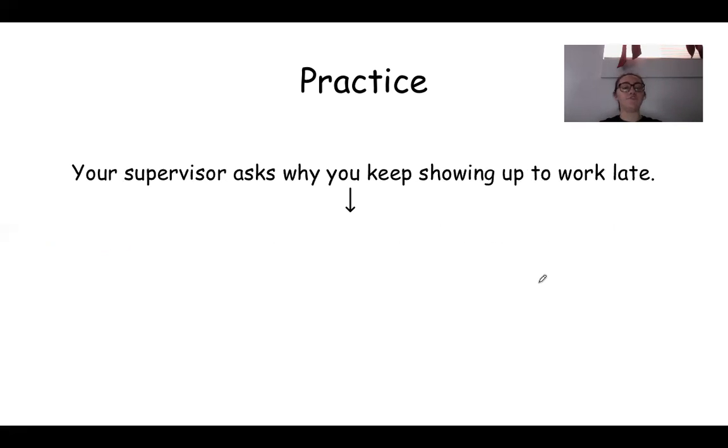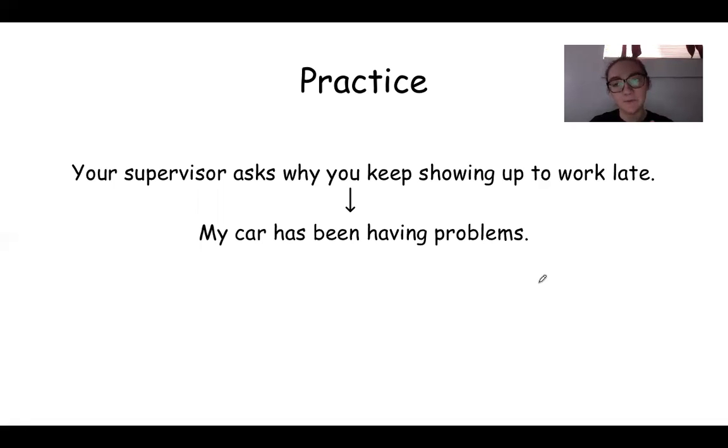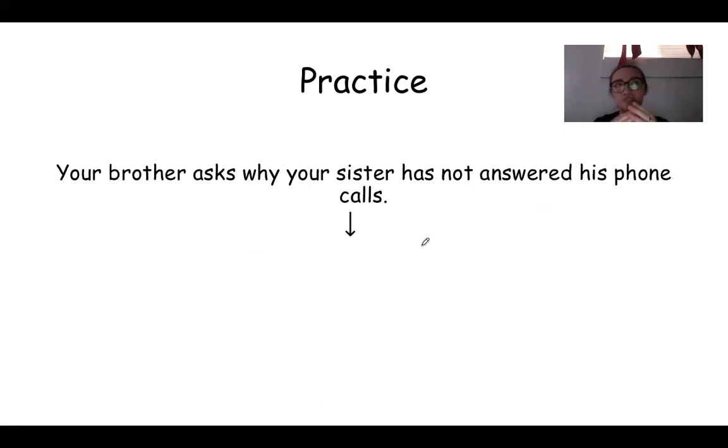Okay, so the next kind of situation is your supervisor asks why you keep showing up to work late. You could say, oh, my car has been having problems. I'm sorry. So this is letting them know, my car is what you're talking about, has been having problems. So that's letting them know it wasn't just this morning that your car had problems. It is having problems, a lot. So that's why we use it to say it this way.